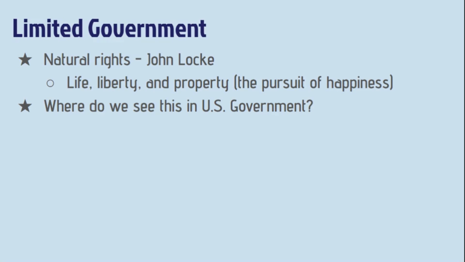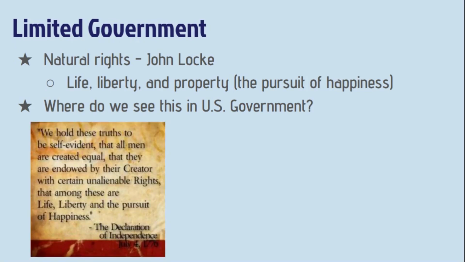So where we actually see this in U.S. government, right, we see this in a couple of places. One, right, life, liberty, and the pursuit of happiness are expressly stated in the Declaration of Independence, right? We hold these truths to be self-evident that all men are created equal and they are endowed by their Creator with certain unalienable rights. So often we will see these natural rights referred to as the unalienable rights, which basically means that they cannot be taken away.